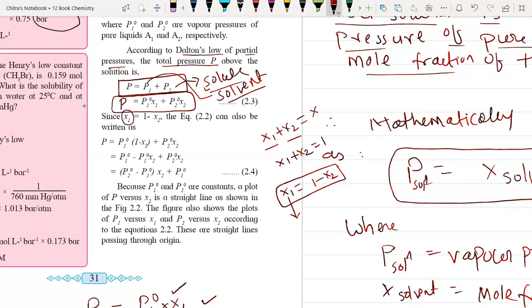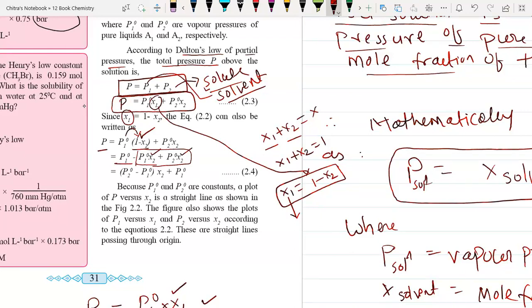Okay, so what is the given formula? Instead of x1, we have to write the value 1 minus x2. So now we have total pressure equals P10 into, instead of x1, 1 minus x2, plus P2 into x2. Now we have to multiply inside the bracket. So we will get P10 into 1 is P10, and P10 into x2 is P10 into x2. Now from here, can we take x2 common? Because here we have x2 and here also we have x2.